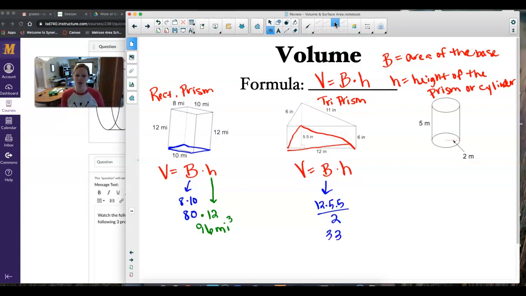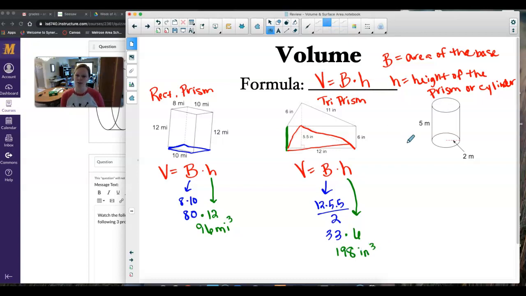And then we have to multiply that by the height of the prism. Now remember, the height is the distance between the two triangles. And so in this case, that is 6. And 33 times 6 is 198. So we have a volume of 198 inches cubed.